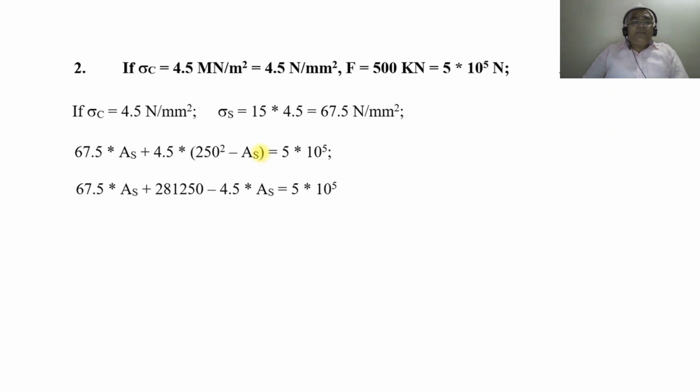On expanding, 67.5 into As plus 4.5 into 250 square, which leads to 281,250 minus 4.5 into As, is equal to 5 into 10 to the power of 5. Then on simplification, the area of steel you are going to get is 3,472.22 mm square. This is how you will be able to find the solution for this problem. Thank you.